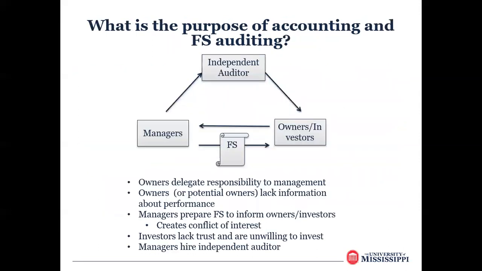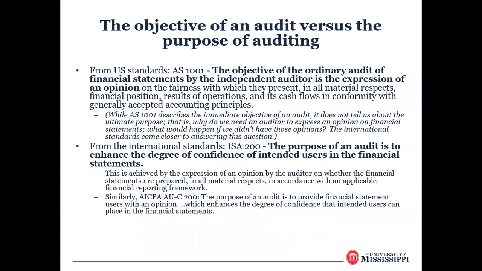So if we go back to this diagram, the purpose of the audit here is to give those owners and investors a reason to trust the financial statements, a reason to be confident in the information contained in them. And that's the purpose of auditing. The way in which that is accomplished is through the auditor expressing an opinion. So the immediate objective of the audit is to express an opinion, but that's in service of accomplishing the purpose of auditing, which is to give credibility to the financial statements.